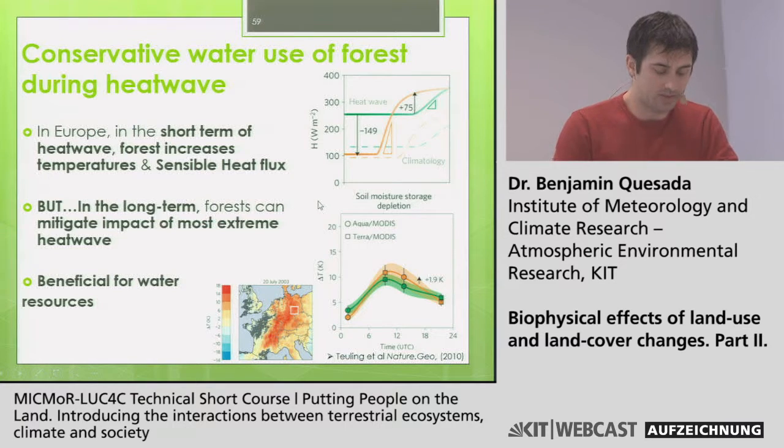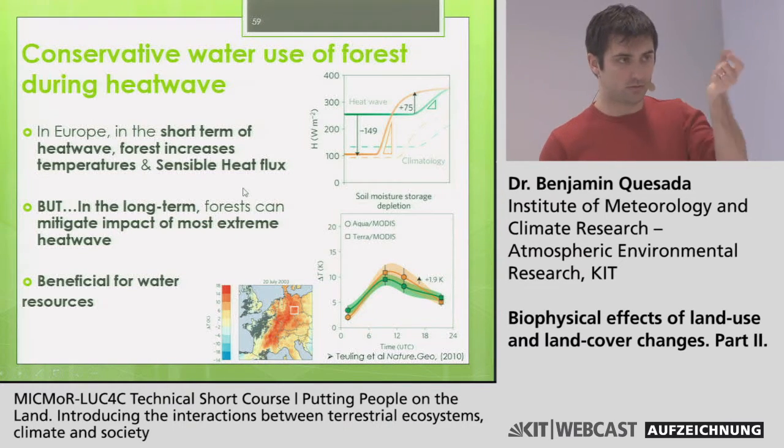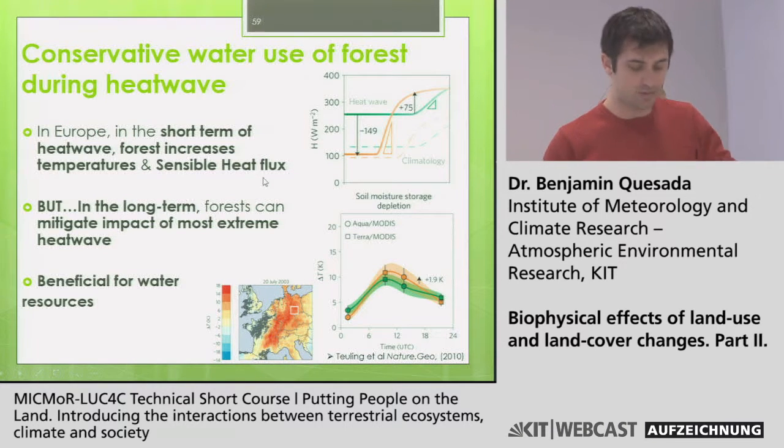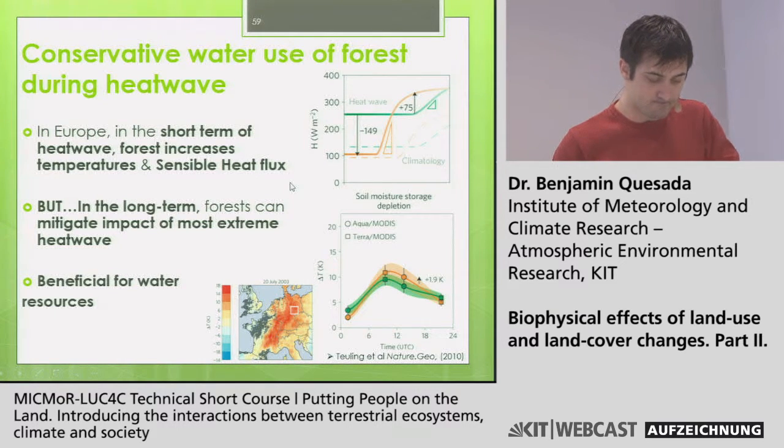There is also, in the same line, the study of Tuling et al. in Nature Geoscience 2010, at site level, so that's the pairwise sites between grassland and forest, non-distant sites. And they monitored the sensible heat flux, the latent heat flux, etc. And for the heat wave of 2003, for example, they monitored the changes in time of the sensible heat flux.